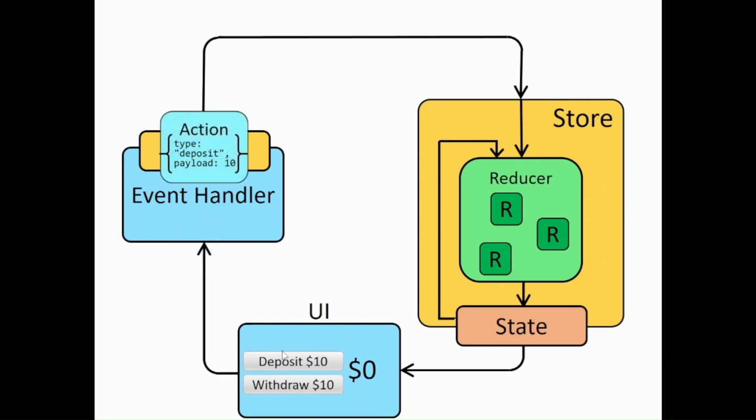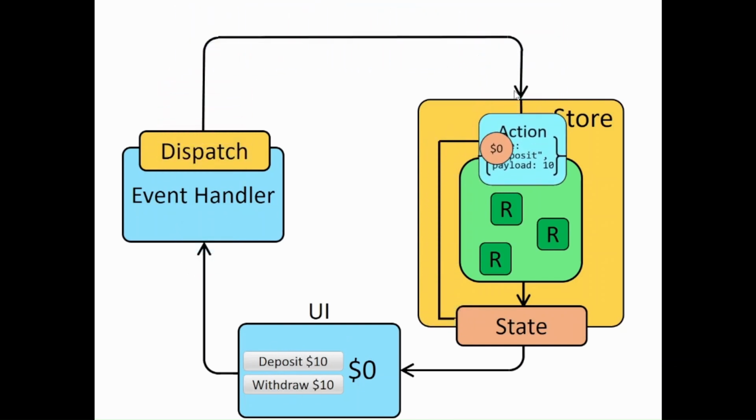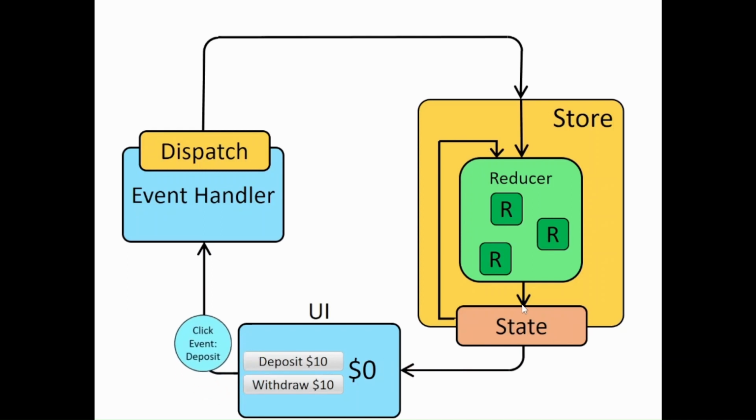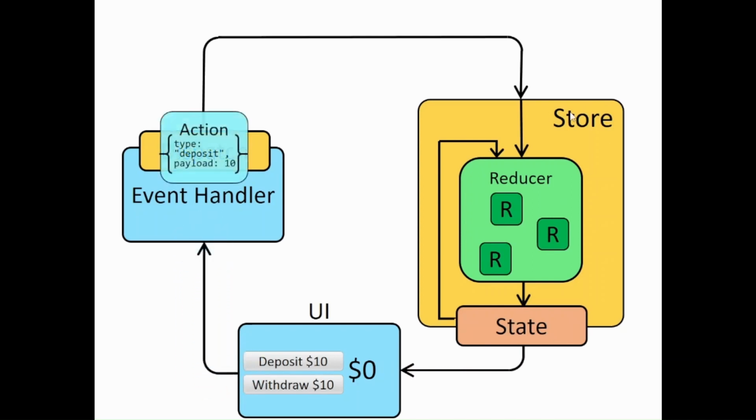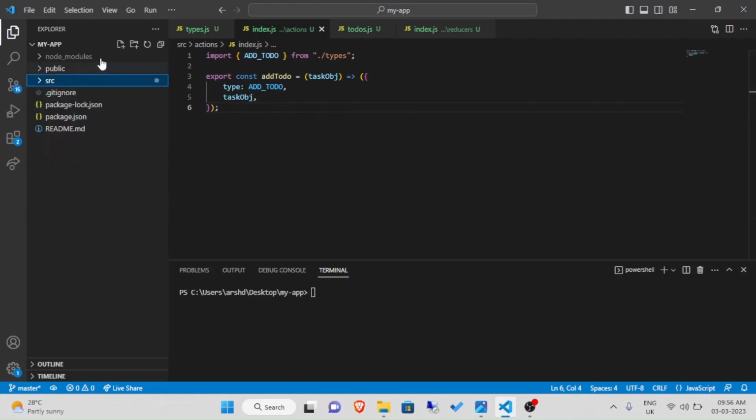So far we have created the action of add to do. We have created this action function as well. We have not defined our store yet. We have defined the reducer and the reducer is able to update the state. Now we need to define this store. So let us go to the src folder. Over here let's create a store.